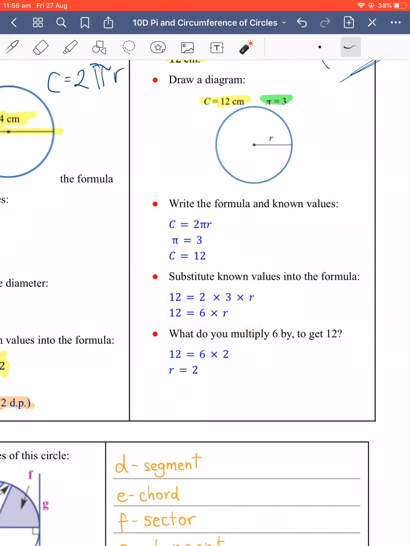So now we want to be able to think about, and again, this is why we're using our brains, what number would multiply by 6 to get 12. So what do you multiply 6 by to get 12? So we end up with our answer of 2.